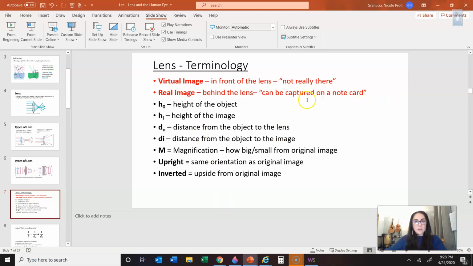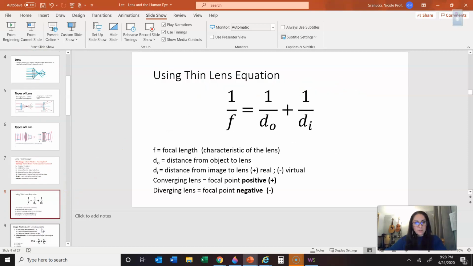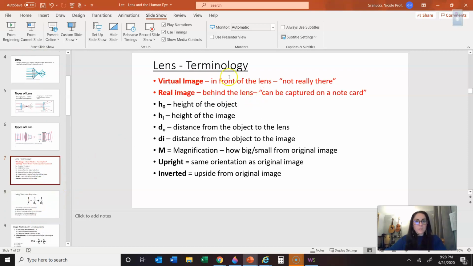So all lenses can make these types of images. So first of all, let me see, I just want to make sure I have it. Yeah, okay, good. So like I said, the virtual image is always an image that happens in front of the lens. It's actually not there. The real image happens behind the lens. So like I said, you can actually do this in lab. So HO is the height of the object. So the object's always in front of the lens.